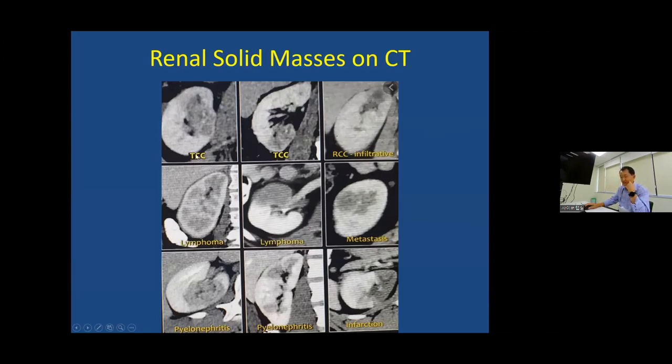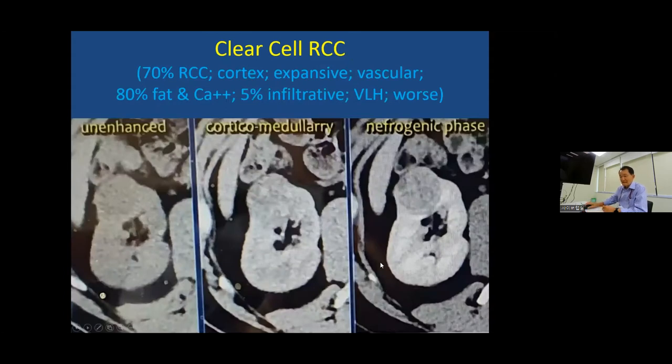But see, the transitional cell involves either the renal pelvis or medulla, so it usually makes some dilatation of the collecting system. But in this case, not much. Renal cell never shows hydronephrosis in the cortical, but infiltrating. That's okay. Lymphoma is usually bulky, diffuse. Metastasis is usually multiple. Pyelonephritis, as I showed earlier, is an ill-defined low density, similar to lymphoma. Infarction is a vascular disease, so the kidney becomes small and often triangular in shape, sharply outlined.